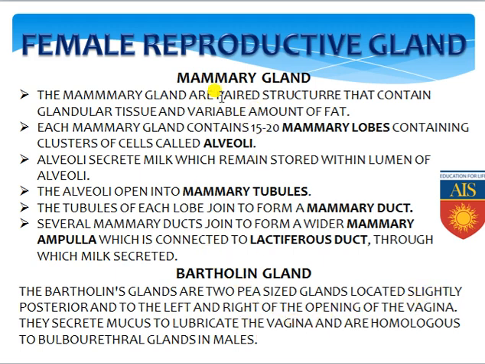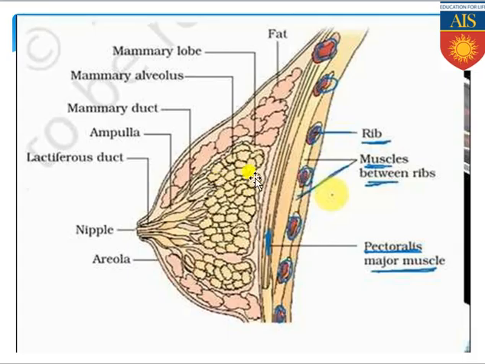Next, after the Bartholin gland, there is another gland, commonly known as the mammary gland. We all know that after birth the baby obtains food, the milk, from this gland. For that reason this gland is also incorporated within the female reproductive glands. So let's see the structure of the mammary gland. First of all, the mammary glands are paired structures that contain glandular tissue and a variable amount of fat. I am going to the next slide to show you these portions.